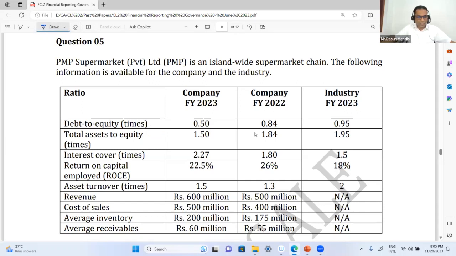First one is debt divided by equity. And the second one is total asset to equity. Assets divided by equity, that is not a common type of ratio, right? Debt to equity, we all know, right? Here, the asset divided by equity.